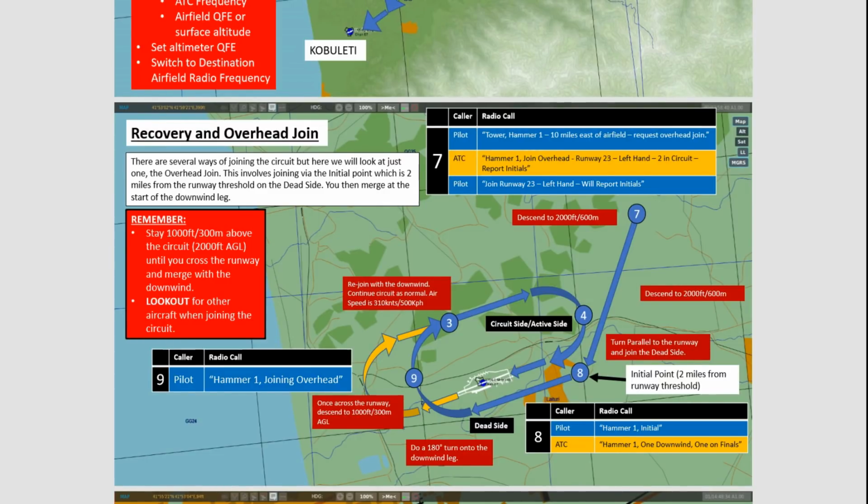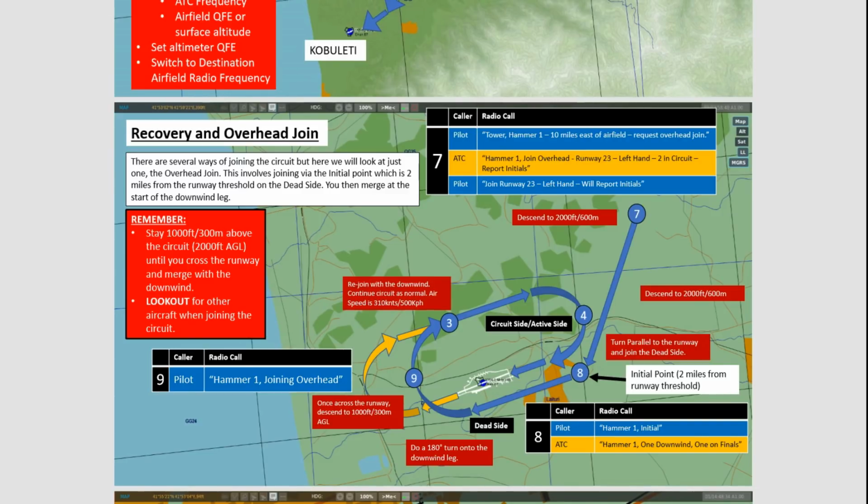You're going to maneuver yourself up to what's known as the initial point. That's 2 miles roughly from the runway threshold. Then you're going to carry along the dead side to cross over the runway. Once you've crossed over the runway, that's when you're going to start your descent, and maneuver yourself onto the downwind, merge, and just carry on the circuit as you do normally.